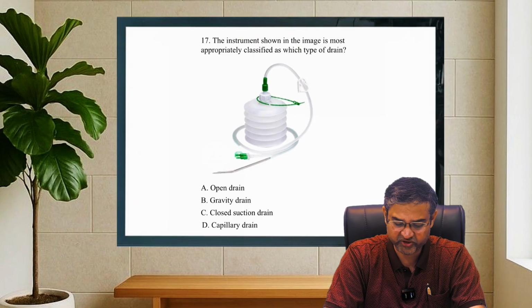It creates negative pressure and prevents the infection ascending inside. It is also called Romovac suction drain or Jackson Pratt drain.